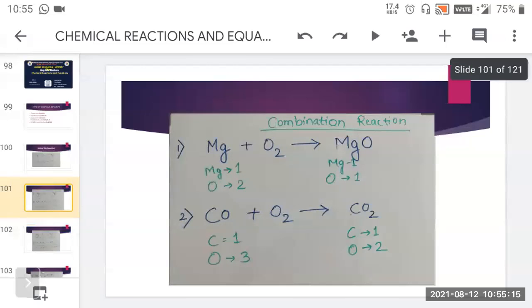Same case for CO also. First of all, on the reactant side write whatever elements are present: carbon, oxygen. Then on the product side also carbon and oxygen. Then write the number of elements. Carbon on the reactant side is only 1. And oxygen: CO has O, then plus, and then O2. So this means O plus O2, that means 3 oxygens, 1 from CO and 2 from O2. So 3 oxygens on the reactant side, whereas on the product side, carbon is 1 and oxygen is 2.